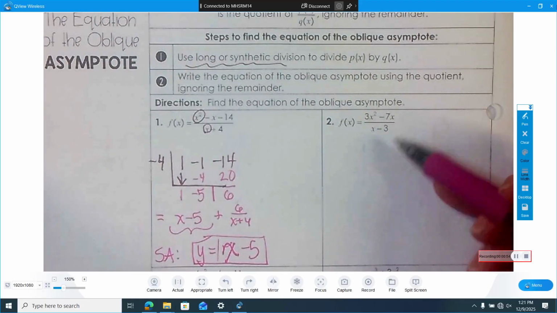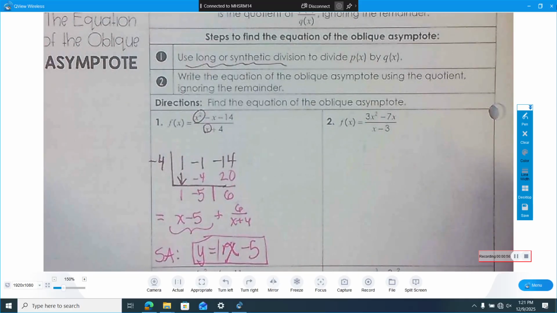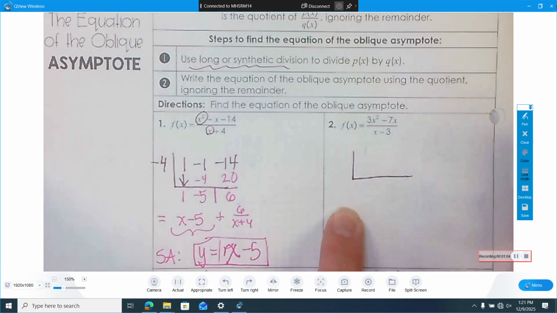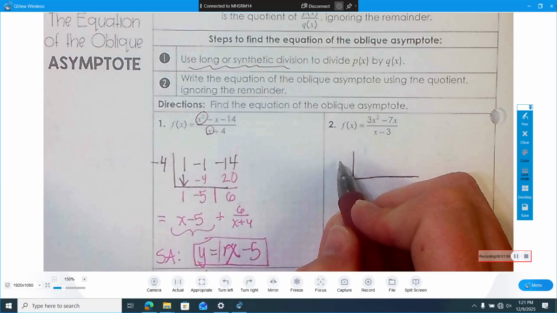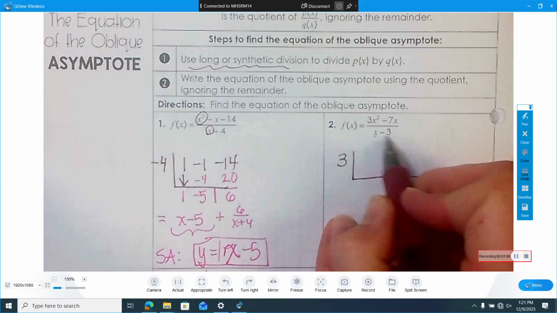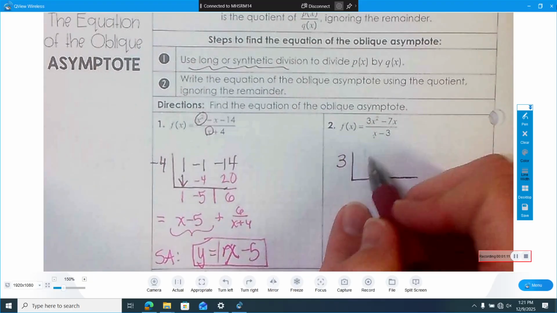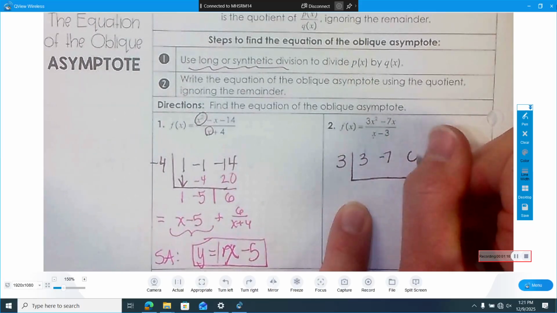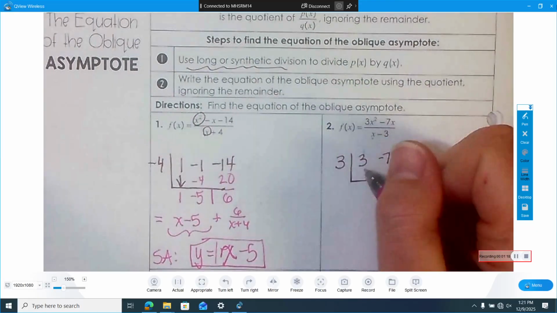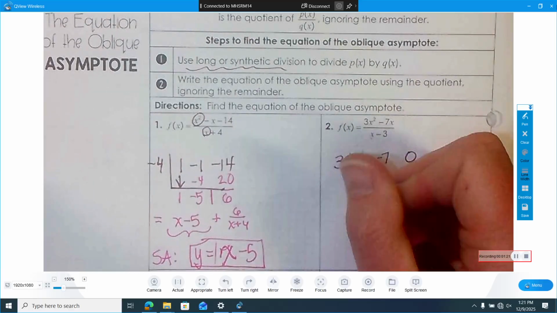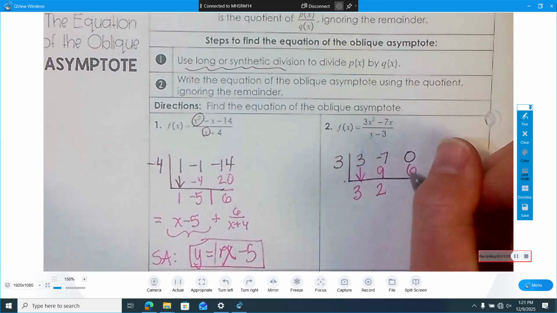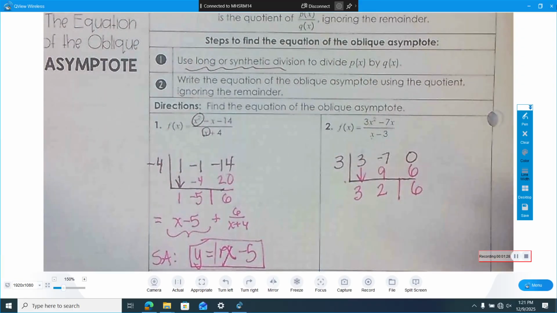Okay, so what about number 2? You want to use long division or synthetic division? We can use synthetic again. Synthetic's nice. All right, so what goes on the outside here? Positive 3, the opposite of the bubble. And then along the top, we're going to have a 3, a negative 7, and a 0. Very good. All right, so bring down the 3 and multiply. Combine. Multiply. Combine.